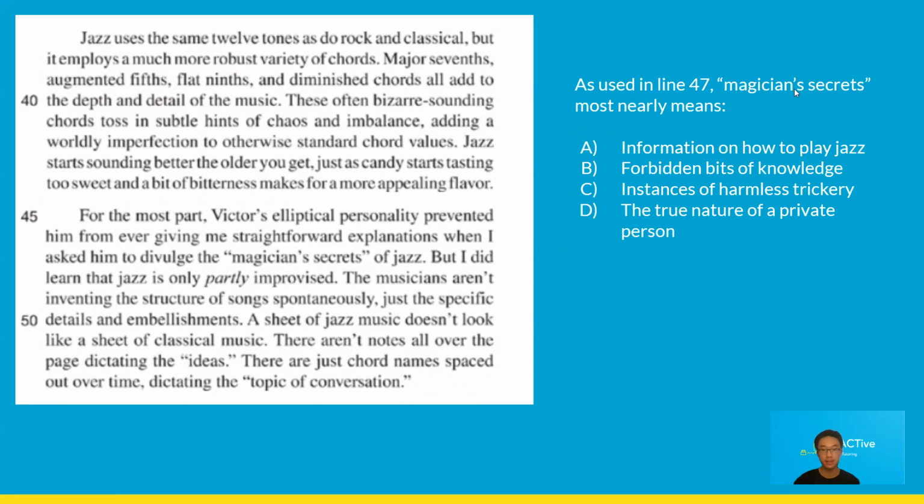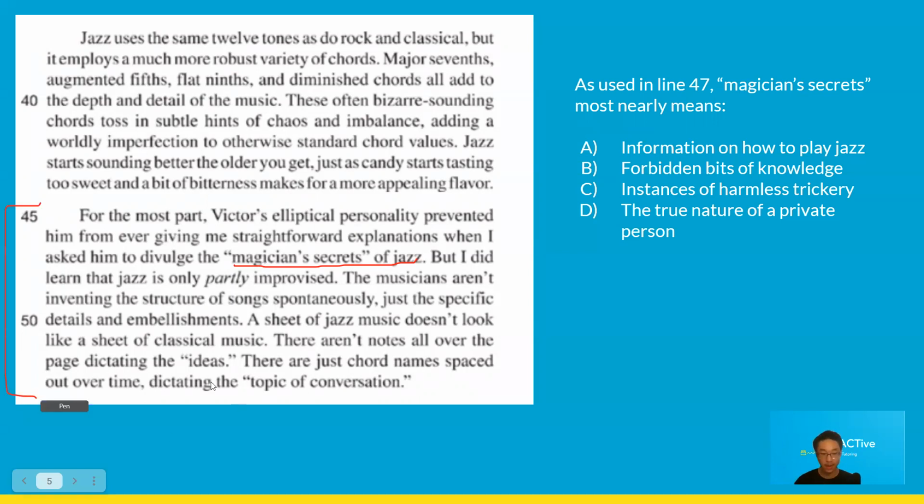So based on this, in line 47, magician's secrets of jazz, right? So it's right here, and it's asking what it really means. In this section, for the most part, Victor's personality prevented him from ever giving me straightforward explanations when I asked him to divulge the magician's secrets of jazz, but I did learn that jazz is only partly improvised. So the author is trying to learn the styles and techniques used to play jazz, and you also have to know skills of improvisation, but you also have to know the structure of music, right? As described in this paragraph.